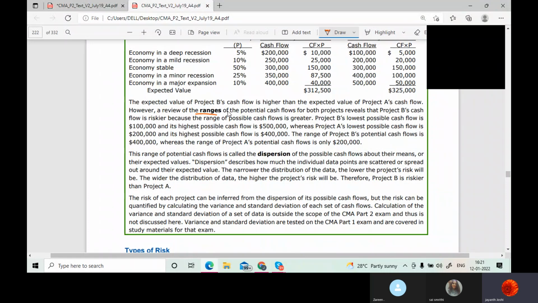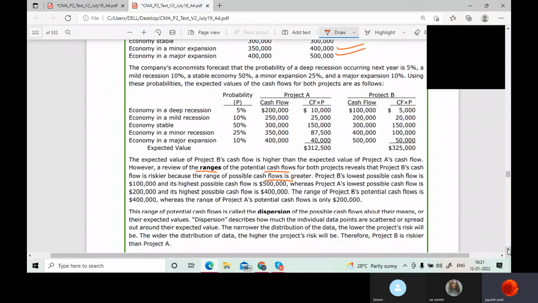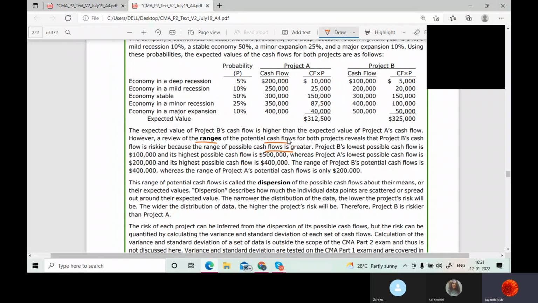However, a review of the ranges of the potential cash flows for both projects reveals that project B's cash flows are riskier because the range of possible cash flows is greater. Of course, here you are just putting more and more money. Since you're putting more money, it's riskier, it seems, in those scenarios. Project B's lowest possible cash flow is 1 lakh and its highest is this, whereas project A's lowest possible cash flow is this and the highest is this. The range of project B's potential cash flows is 4 lakhs, whereas the range of A is only 2 lakhs.